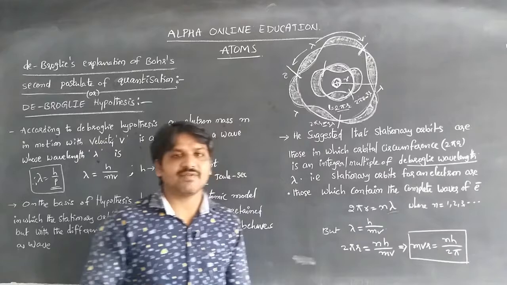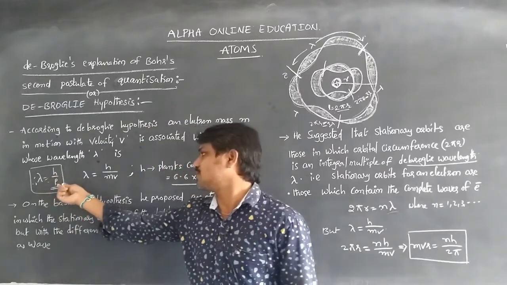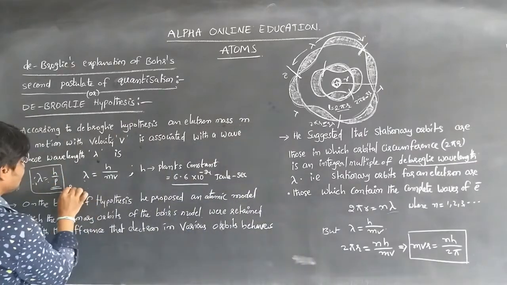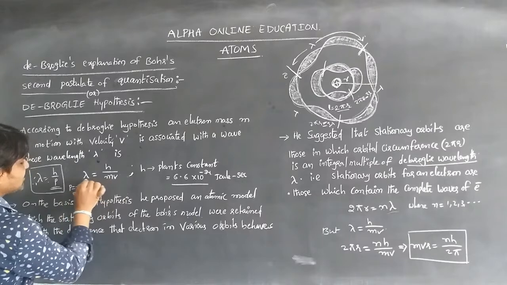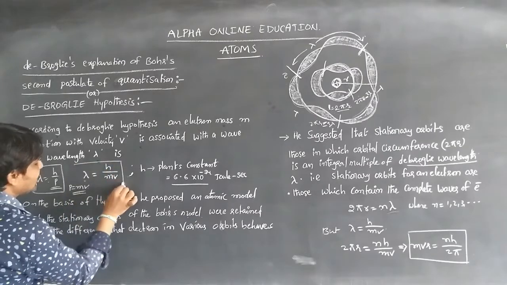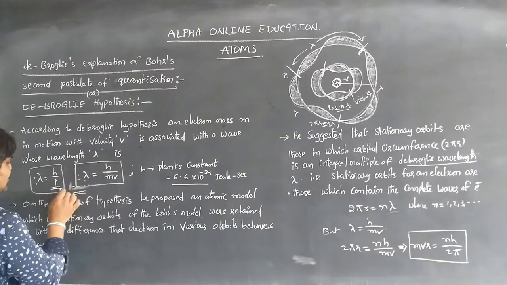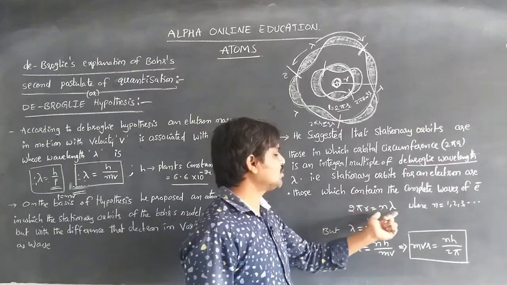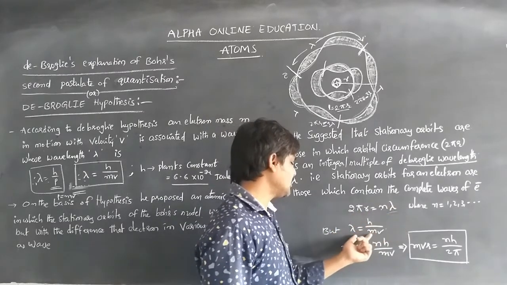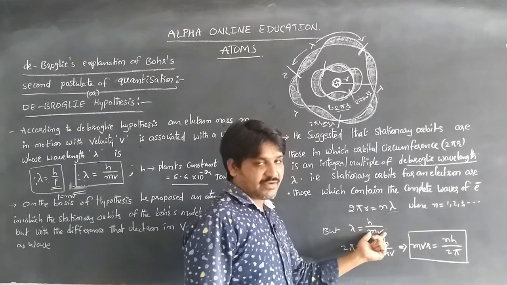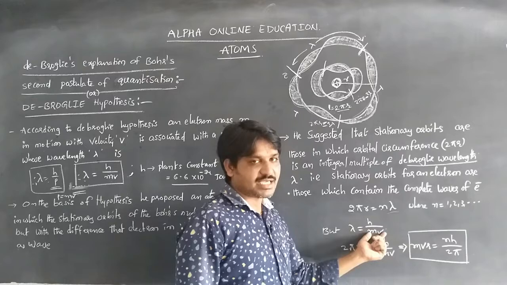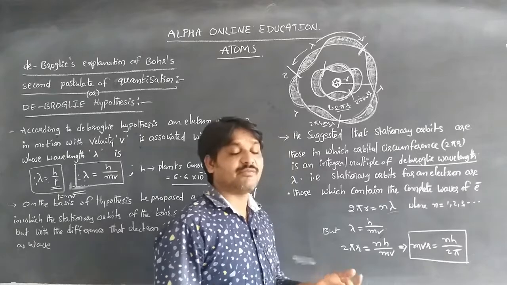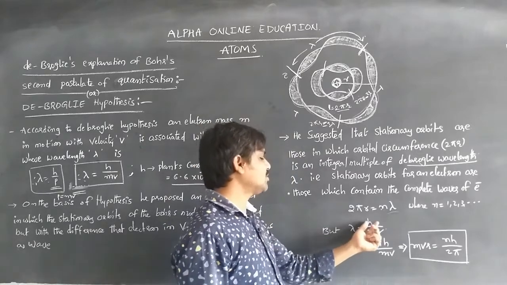But we know the wavelength lambda from this equation: lambda is equal to h by p, where p is the momentum. We know that p is equal to mv. So from that equation we can write that lambda is equal to h by mv. Here we are substituting that lambda in the equation 2 pi r is equal to n lambda. Whenever an electron revolves around the nucleus, it has mass m and moves with velocity v in a wave form of wavelength lambda. So that's why lambda is equal to h by mv.